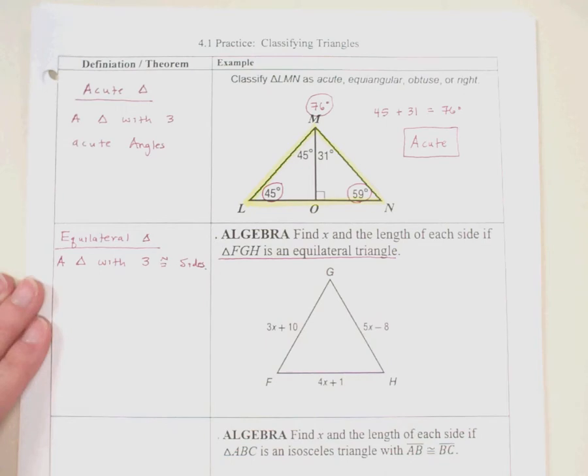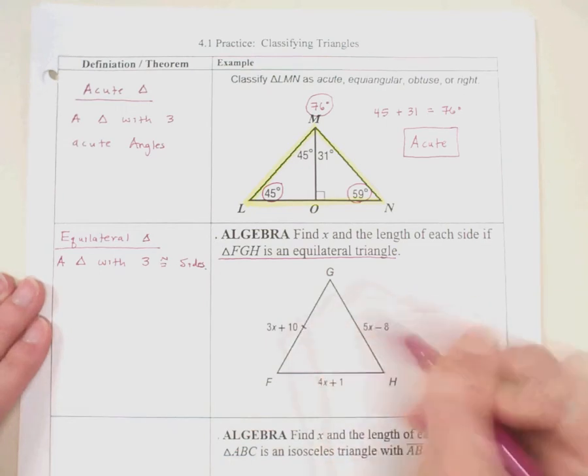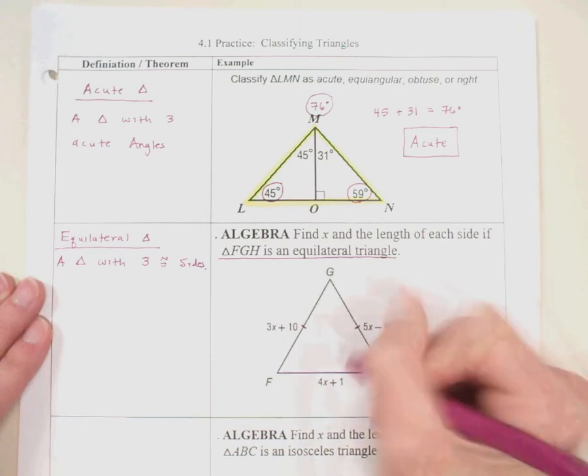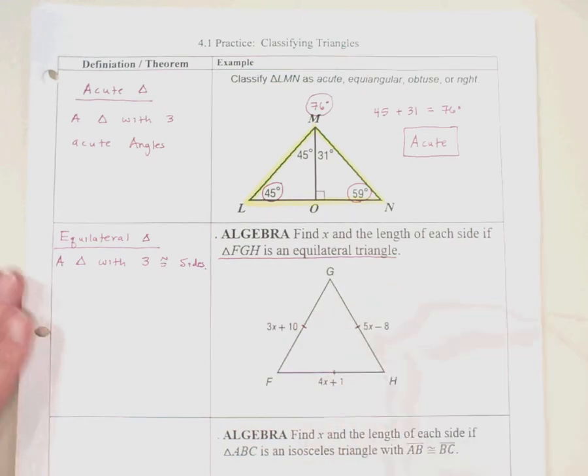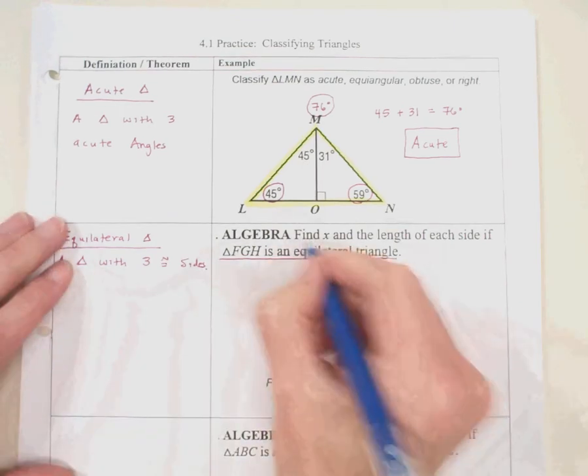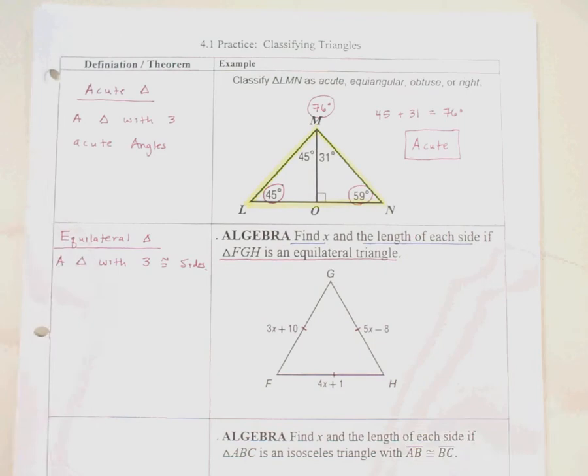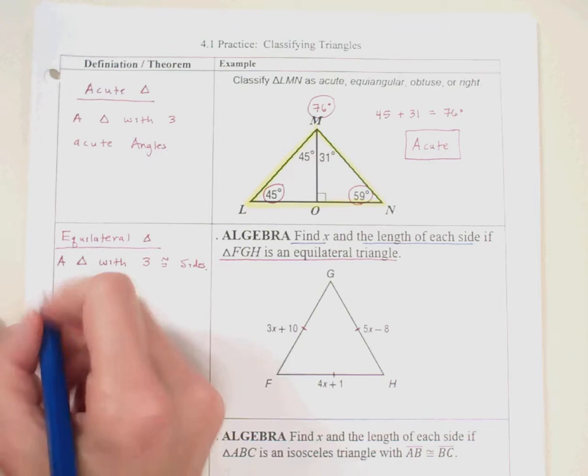Okay, so in my picture, I know that the length of FG is equal to the length of GH is equal to the length of FH. Now, I need to find x and the length of each side. Since all three sides are congruent, to find x, I'm going to pick two sides and set the expressions equal to each other.